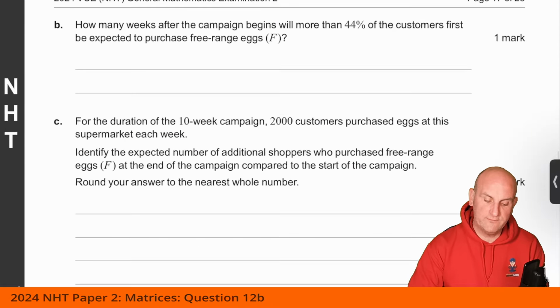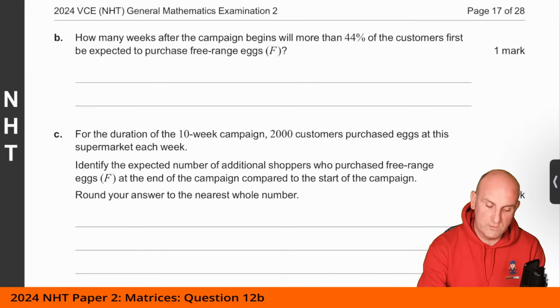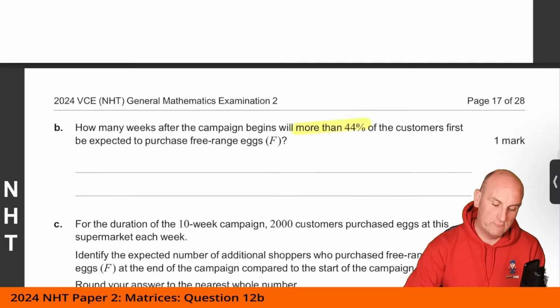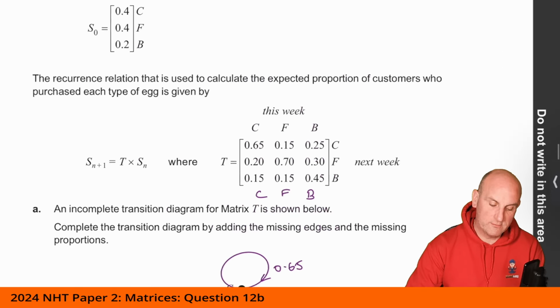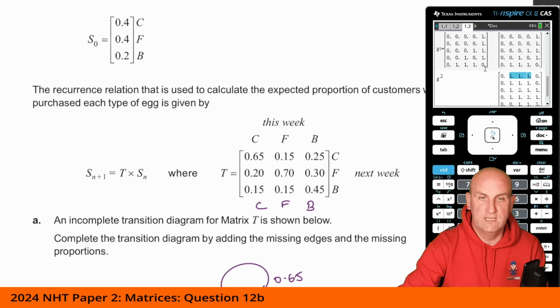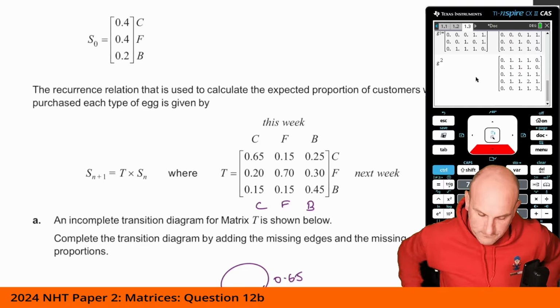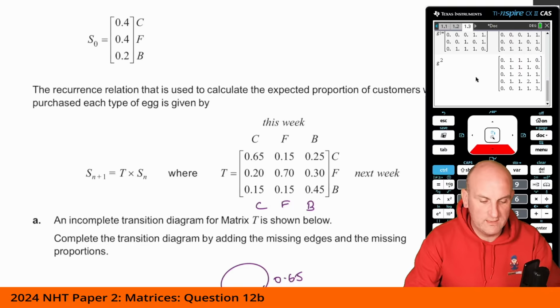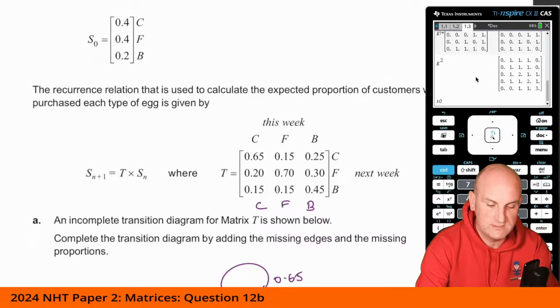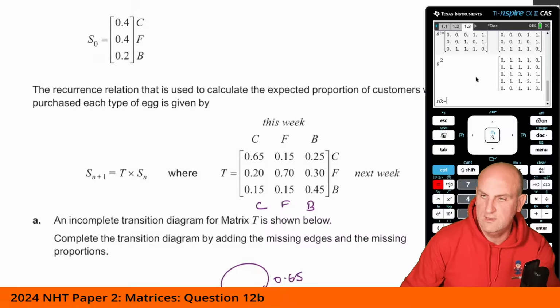How many weeks after the campaign begins will more than 44% of the customers first be expected to purchase free-range eggs? Okay. So we've got our recurrence relationship. Let's fire up my calculator and put in some information. Let's put in S0. And the great thing with the TI-Nspire is you can actually do that. S0 becomes equal to, and what do we want?